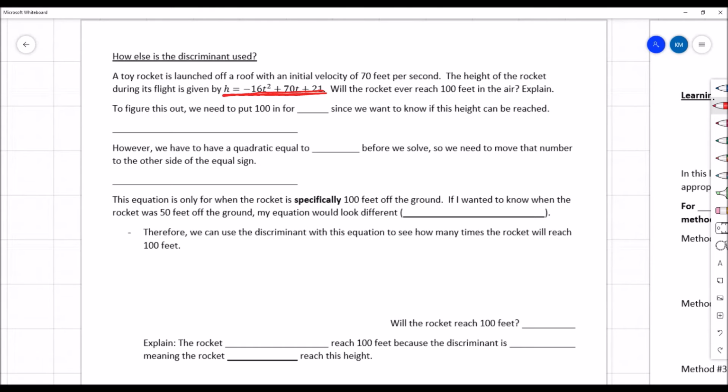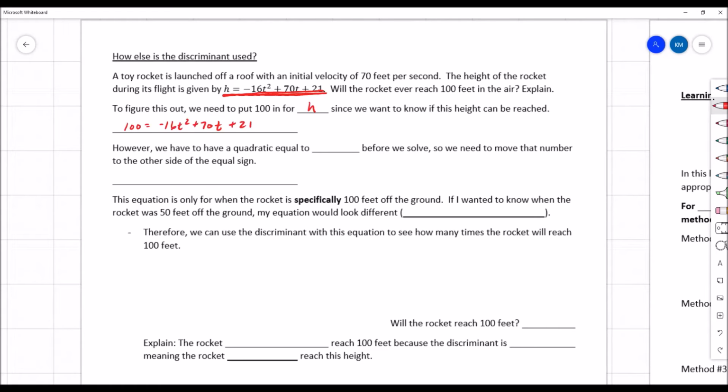So h equals negative 16t squared plus 70t plus 21. We see that h stands for the height of the rocket, t stands for the time. In order to figure this out, we need to put the 100 in, because our question asks, will it ever reach 100 feet? Put 100 in for the height, since we want to know if the height can be reached. So we rewrite this equation: 100 equals negative 16t squared plus 70t plus 21.